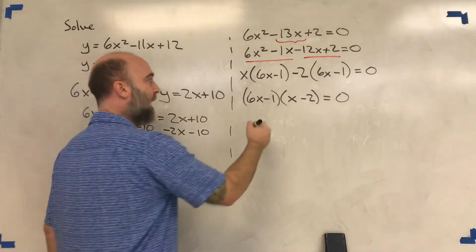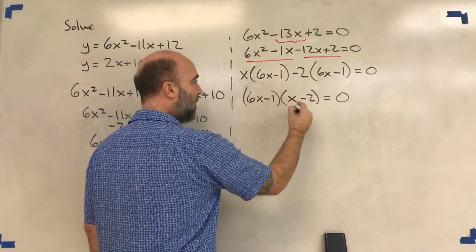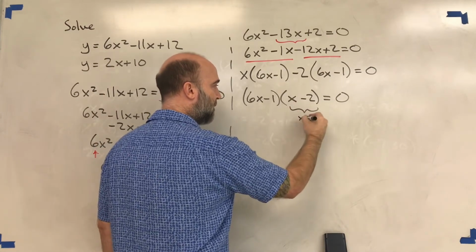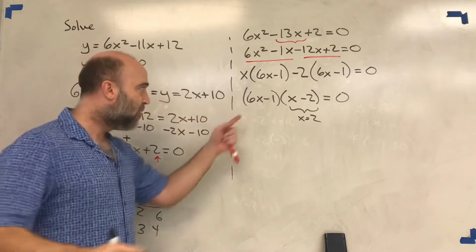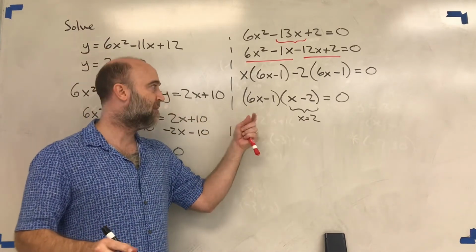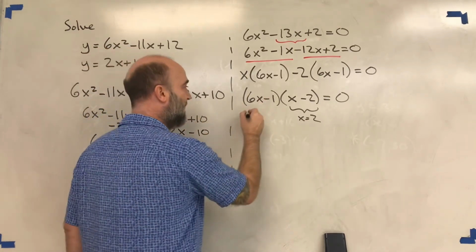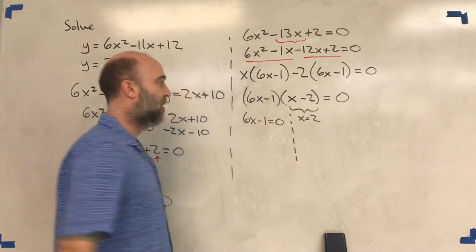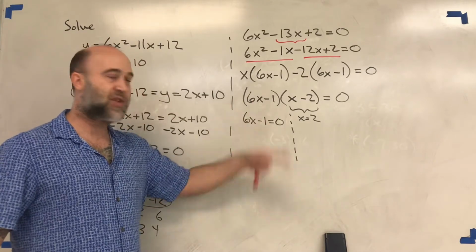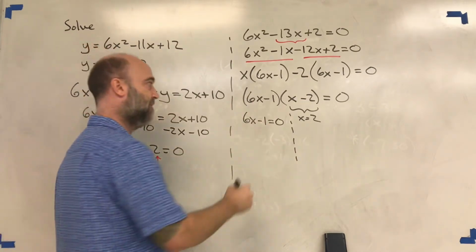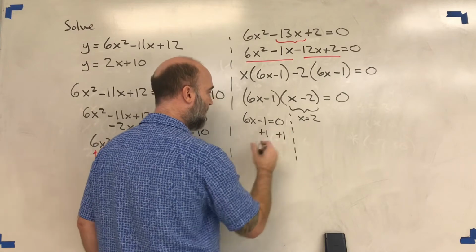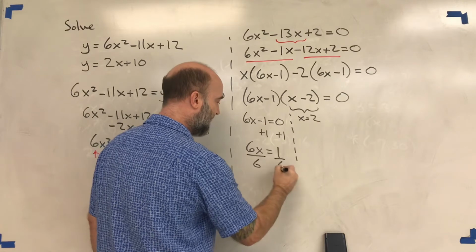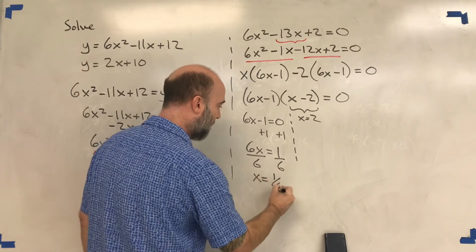Okay. So now you're letting each one equal 0. Well, this one you should be able to see, right? When is this equal to 0? If x is equal to 2. Now, don't do this in your head. Be careful. A lot of times you make mistakes. Just take it through the process. 6x minus 1 equals 0. I want to know when this is equal to 0, so I set it equal to 0 to solve so I don't make any mistakes. Plus 1, 6x equals 1, divide by 6, divide by 6, x equals 1 over 6.